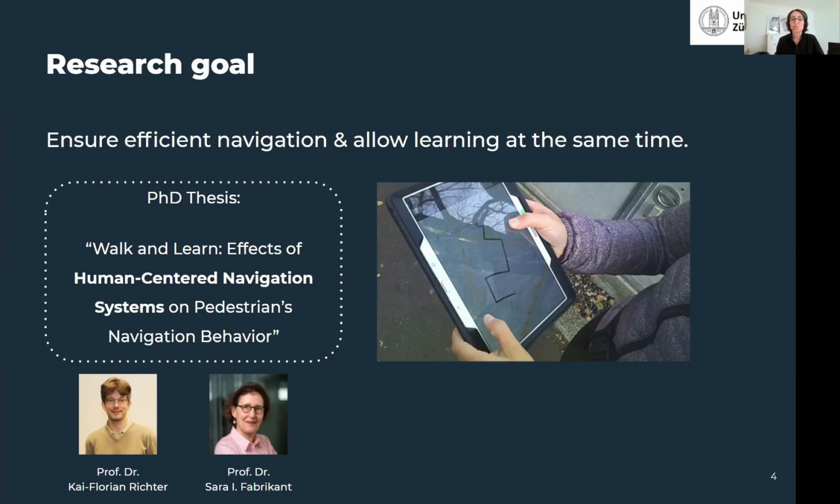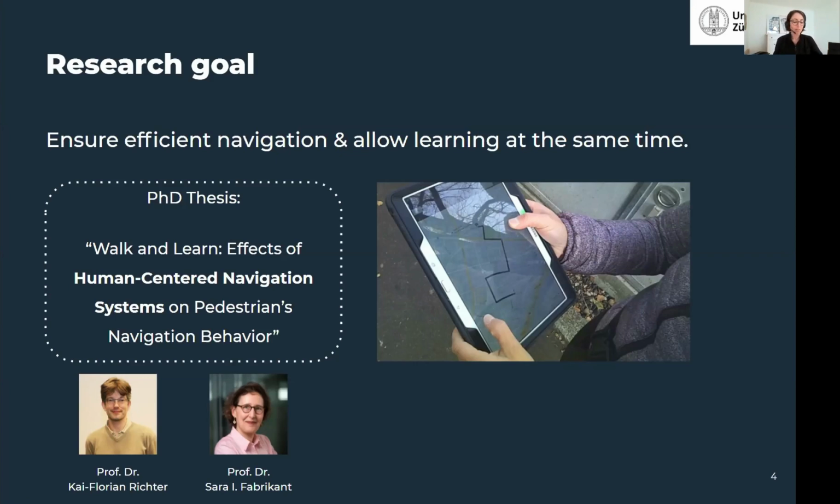And the results showed that it is possible to have a navigation system designed so that it allows for efficient and effective navigation, and at the same time users can build up a mental representation to walk that route again. So one of these facts: efficient navigation does not exclude learning, just the navigation system has to be designed accordingly.